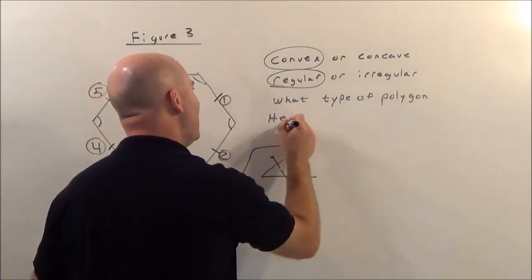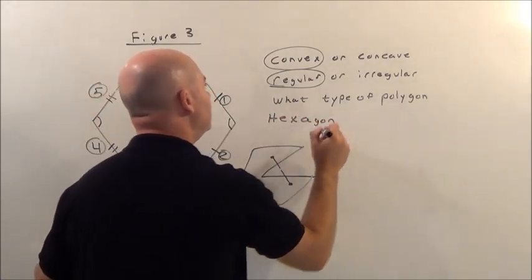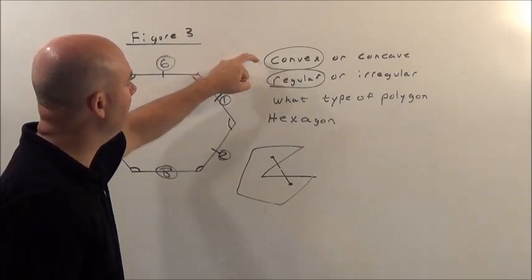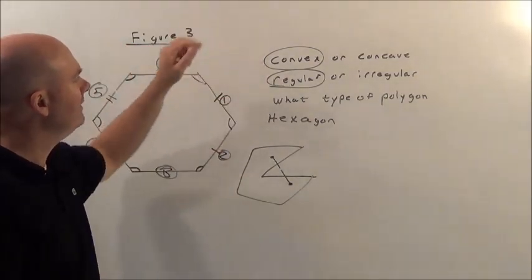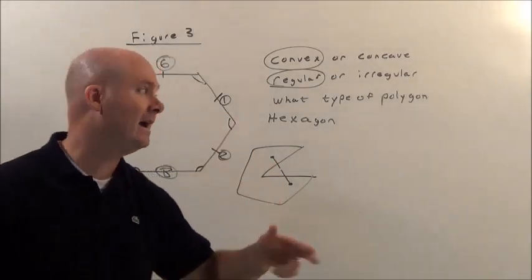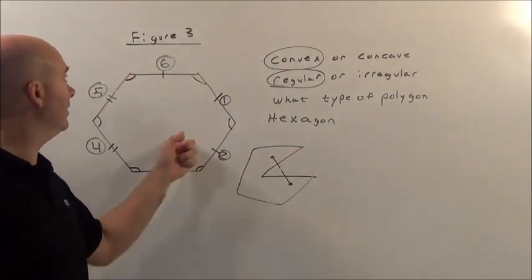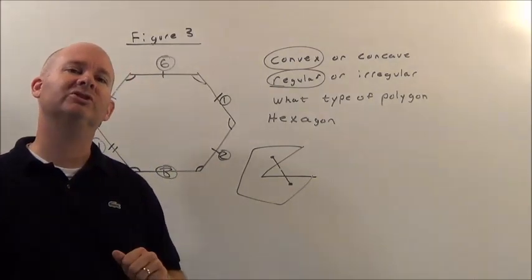So we know that it's a regular convex hexagon. That's the way I would talk about this. If somebody said, hey, what is that? I'd say, oh, that's a regular convex hexagon. There you have it. That's how we would describe shape number three.